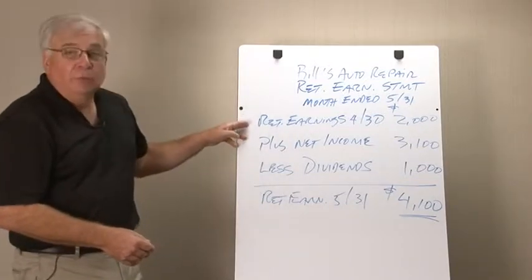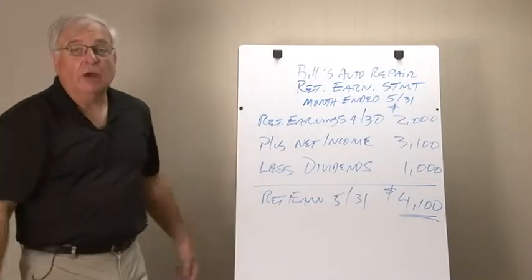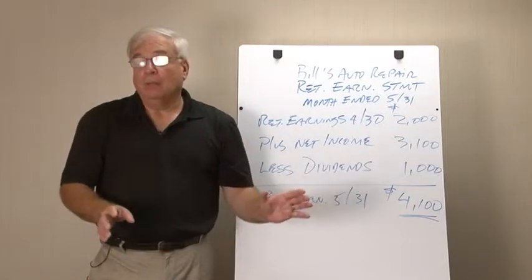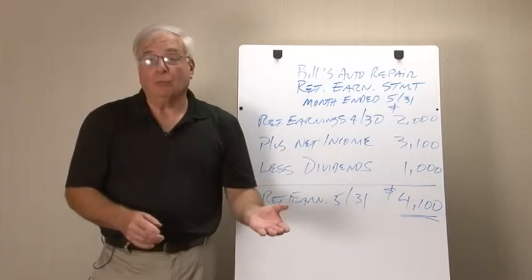Now, as you can see, Bill's had a balance already there on April the 30th. Here's what that really means. If you see a beginning balance, that company has been in business for a while.